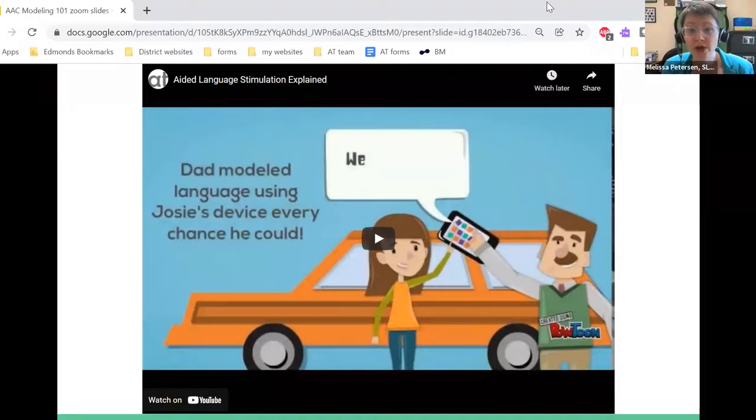So we are going to start with a short video. This is an introduction to what is AAC modeling. There are no words, there's just some music, and it's about 2 minutes long. So we're going to watch that together, and then we will jump right in.